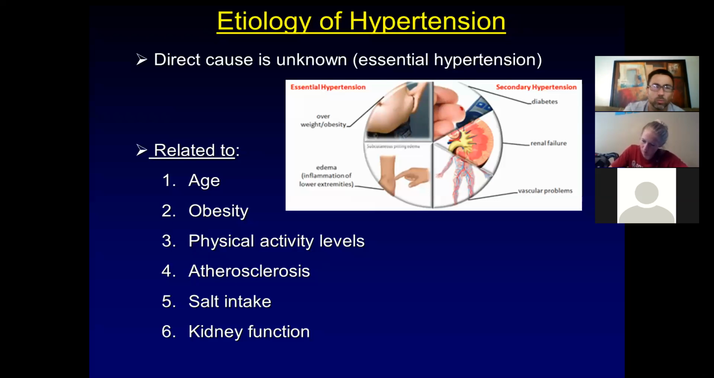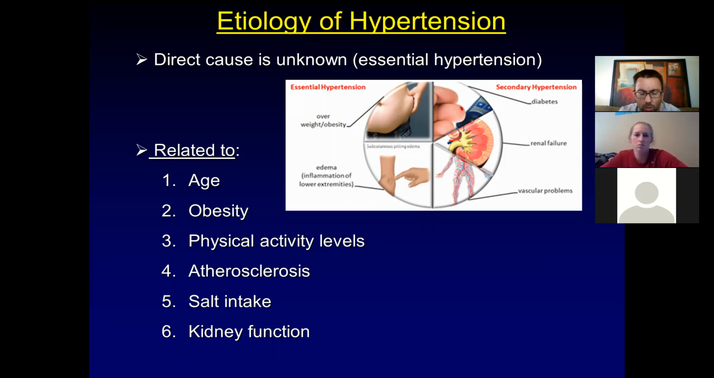Okay, so we don't really fully understand why some people become hypertensive. It's going to vary, but a lot of hypertension is called essential hypertension, which means it has no real, true, discernible cause. We know it's related to obesity. We know it's related to age. We know it's related to physical activity levels. We know it's related to atherosclerosis. It's also related to salt intake and kidney function.